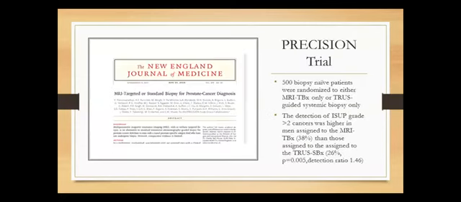And then we have the PRECISION trial, which had about 500 biopsy naive patients, which were randomized to either MRI or a TRUS-guided systematic biopsy only. This study found that the detection of ISUP grade 2 cancers was higher in men assigned to the MRI arm of the study, at 38% compared to the 26% for the TRUS systematic biopsy.